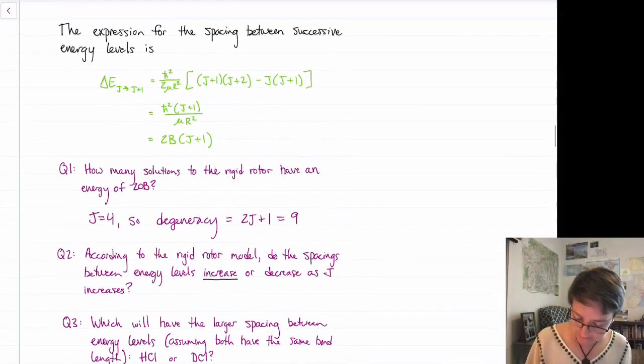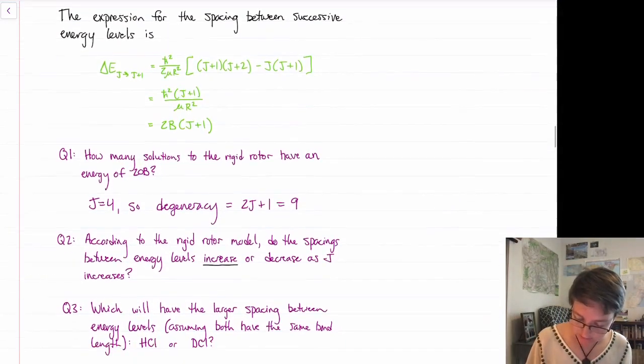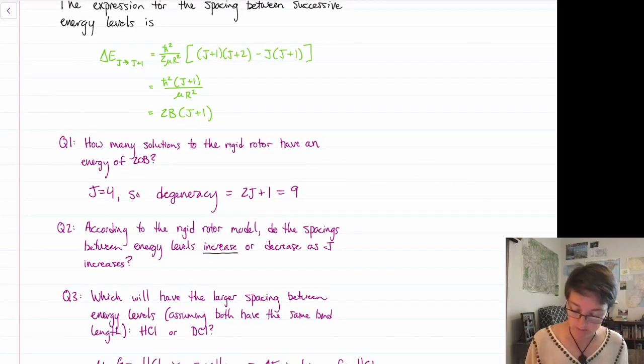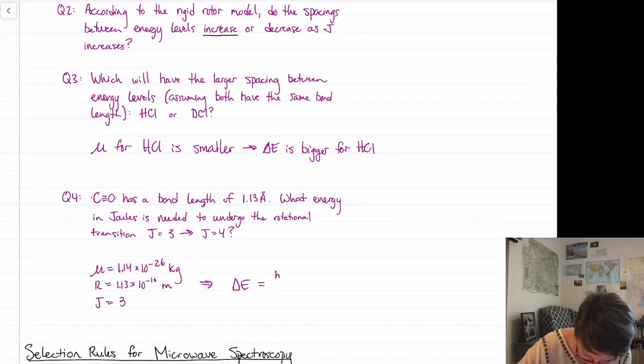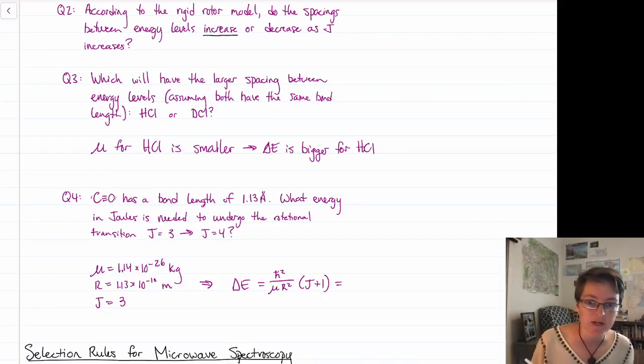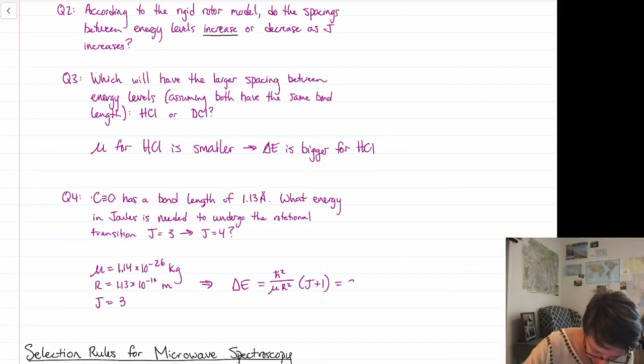We have that delta E is equal to h bar squared times J plus 1 divided by mu times r squared. And if you plug this into your Excel spreadsheet, you're going to get that delta E is equal to 3.06 times 10 to the negative 22nd joules.